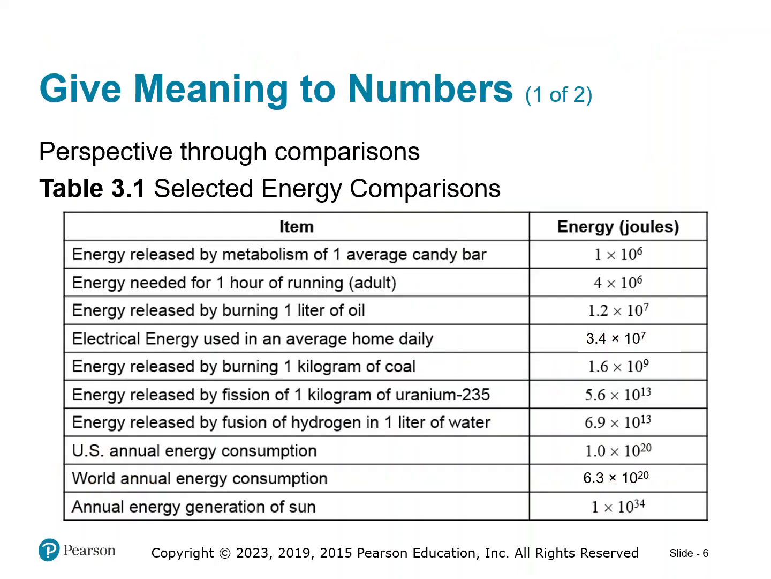Okay. Giving meaning to numbers, perspective through comparisons. I want to highlight these two. We're going to use an example with these. Notice that the U.S. annual energy consumption ends in a 10 to the 20th, and so does the world annual energy consumption. The difference here being a 1 versus a 6.3. And this table gives great examples. Annual energy generation of the sun is more than the world uses in a year, so that's good, right? Energy released during different things.